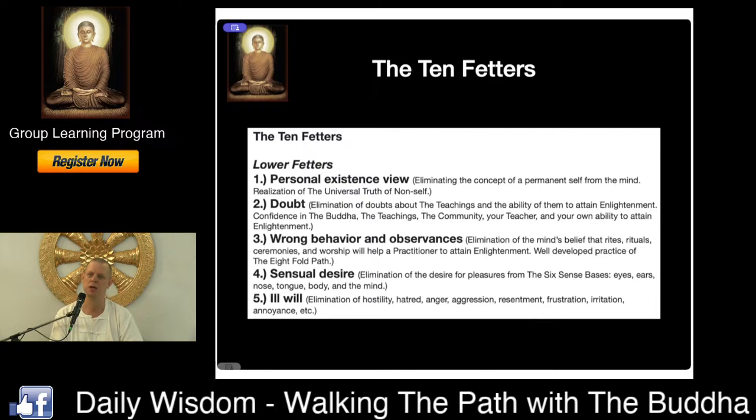Again, not because you're a bad person or you've done anything wrong. It's just because of these pollutions that are in the mind. And these can be uprooted and eradicated from the mind through training of the mind. The Buddha provides you the tools and techniques to be able to actually do this.